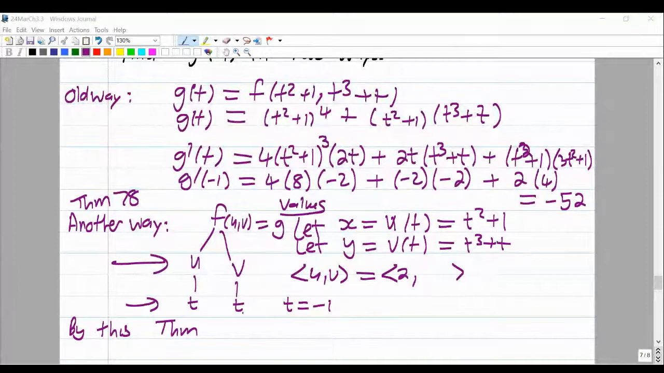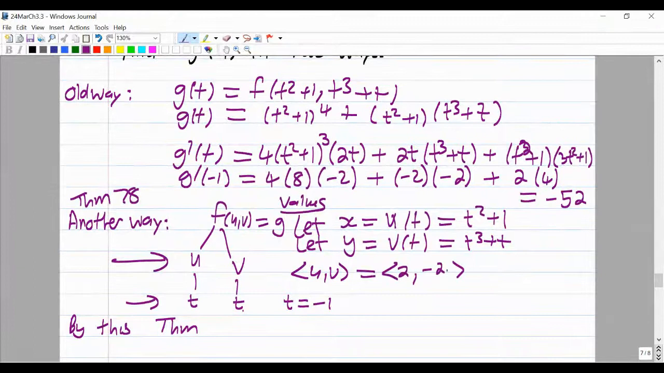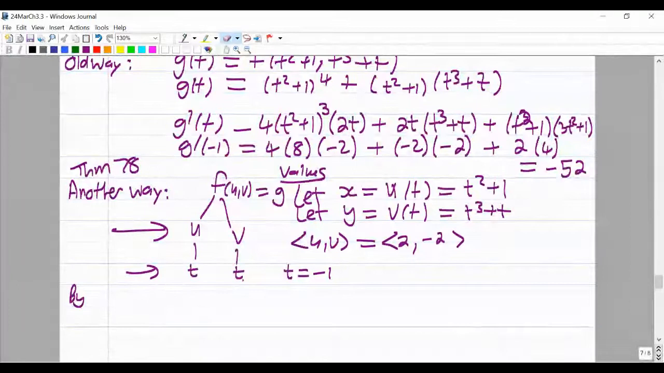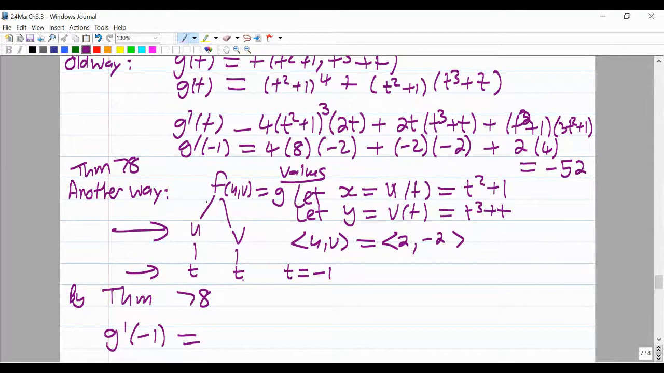Be careful with your signs. It's minus 2. Double check your signs. So now we can continue and say by theorem 78, and don't memorize theorem 78, just draw the tree. So g dash of minus 1 is equal to, travel down the one branch, f partial u at the point 2, minus 2, times u dash at minus 1, plus f partial v, that's the second branch, at the point 2, minus 2.